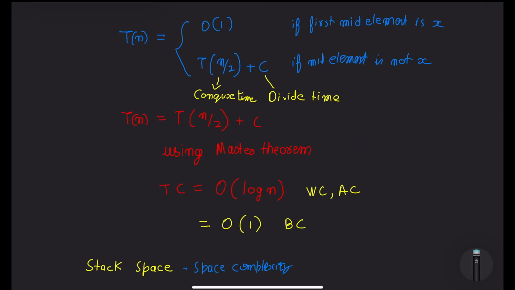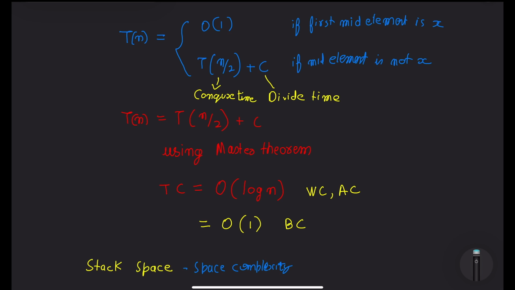We can write the recurrence relation for this algorithm. So T(n) will be equal to big O of 1 when the first mid element is x, which is the element we are looking for, and it will be equal to T(n/2) + c when the mid element is not x and we are calling the function recursively. Here T(n/2) is the conquer time, in which we are calling either the right part or the left part of the array inside the function call.